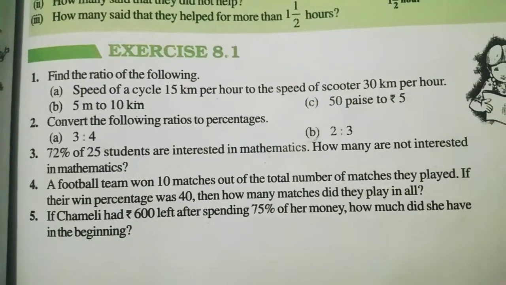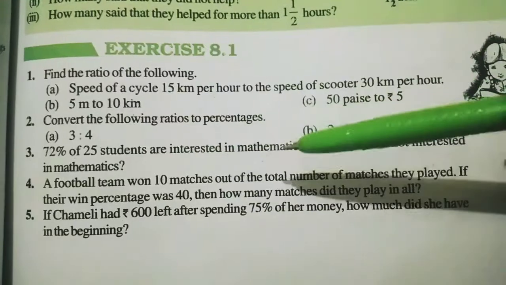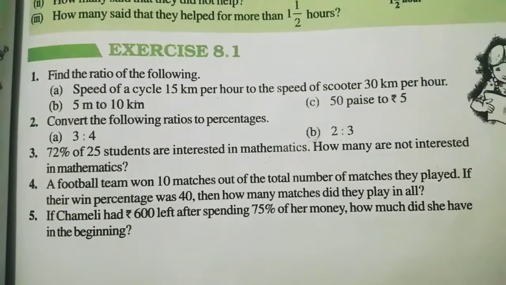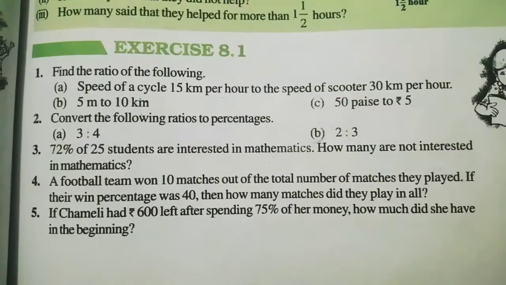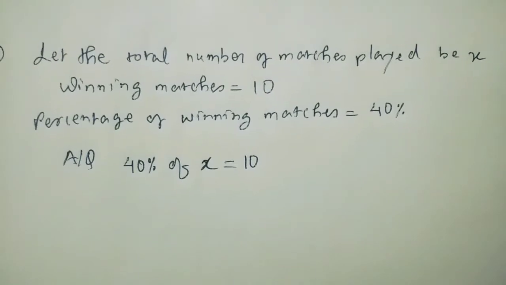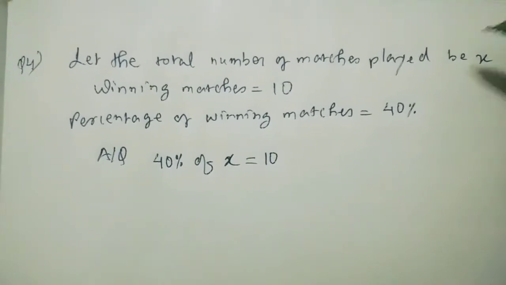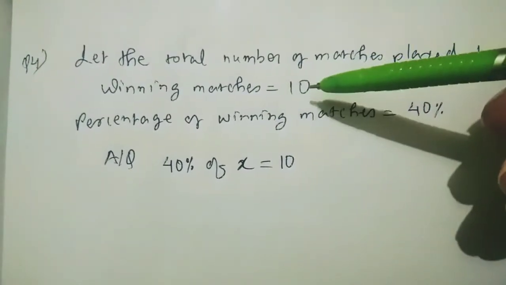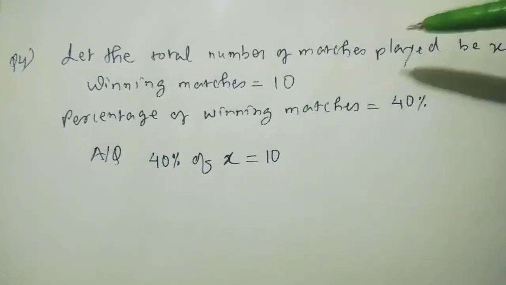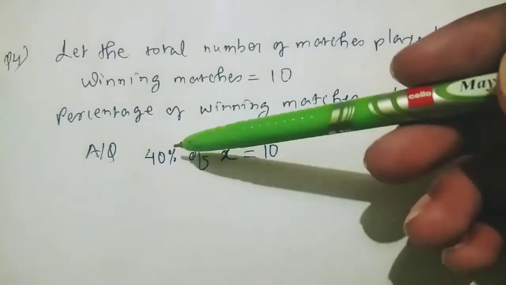So 10 matches they have won and the percentage of winning is 40%. First of all you have to assume, let the total number of matches be x. Then we'll make the equation. Let's see. Students, all of you see carefully: let the total number of matches played be x. Then winning matches equal to 10 and percentage of winning matches equal to 40%. Now how to take out the total number? So this is the rule. In this way you can form the equation. So this is the equation.